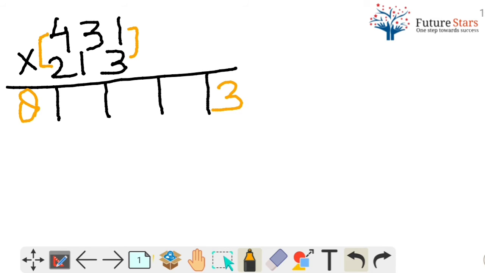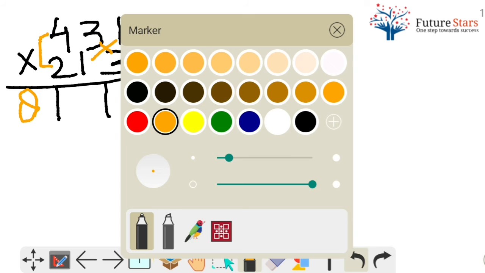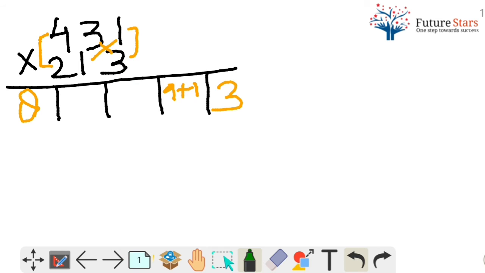Now do the cross multiplication between the first 4 numbers. So 3 plus 3 into 3 is 9, plus 1 into 1 is 1. Okay, now do cross multiplication between all the numbers. So 4 into 3 is 12, plus 2 into 1 is 2, plus 3 into 1. Okay, 3 into 1 is 3.